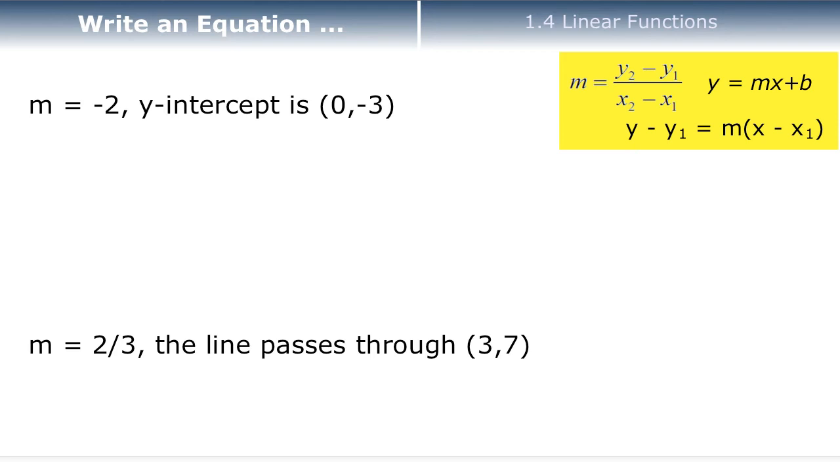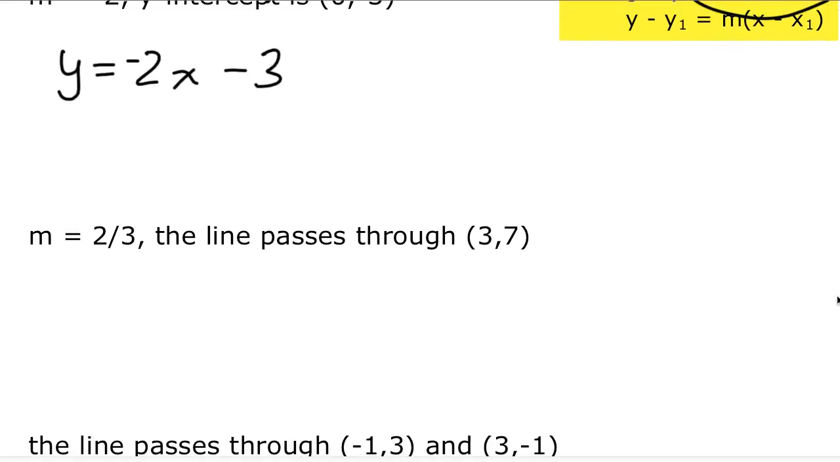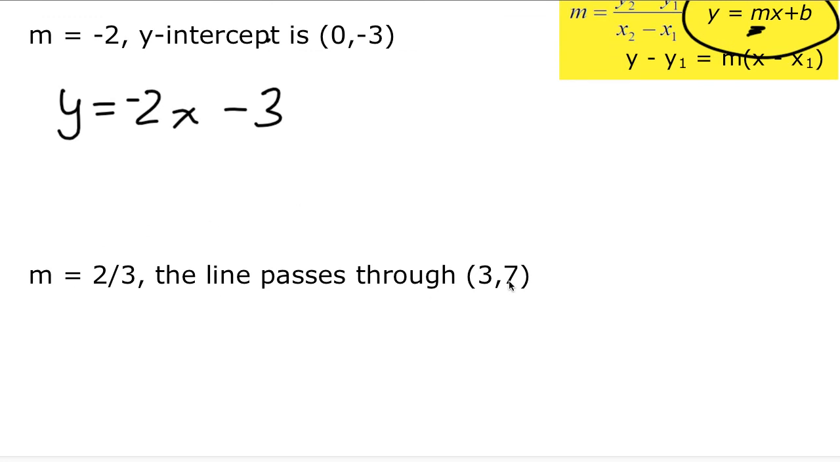Okay, lots of different ways that you could determine equations of lines given some information. If they tell you what the slope and the y-intercept is, I'm just going to be using that formula right there. And all I do is I plug the slope in, that's m, in this case -2, wherever that m is. And then I put an x. They say the y-intercept is 0, -3, so my y-intercept is -3. Done.